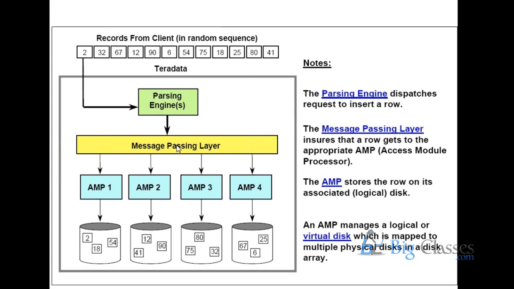The message passing layer is like a communication protocol between the parsing engine and the access module processor. It will do the communication between these two processes and between the AMPs as well. So the flow of data in that case would be the other way around. So the arrows would point upward rather than... Yes, upward. In this slide it is showing only an insert, but as you said, in a select statement the arrows would point up. Okay, it's fine.